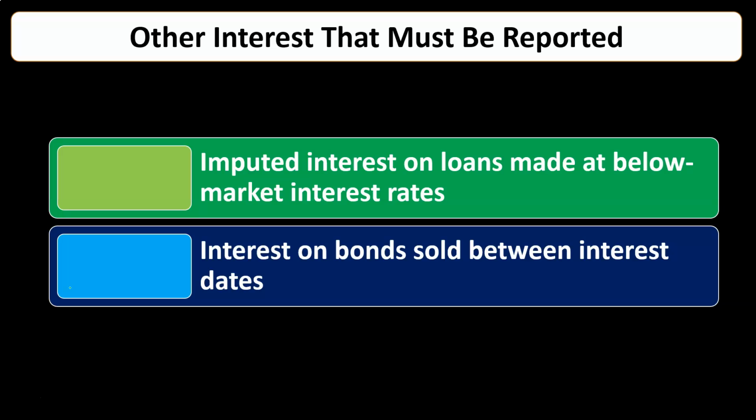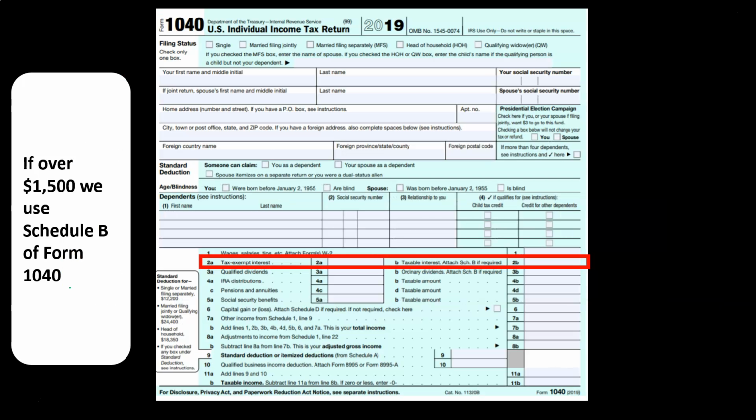So interest on bonds sold between interest dates. So if bonds were sold between the interest dates, then you could have a situation there. You'd have to include the interest as well. So on the Form 1040, interest is going to be down here, so we're in the top of the actual calculation. Everything from up top here is kind of like the information, filing status, information, dependents. Then we've got the wages that were in box 1, box 2. Also income, it's going to be the tax exempt interest, and then the taxable interest, Schedule B if required.